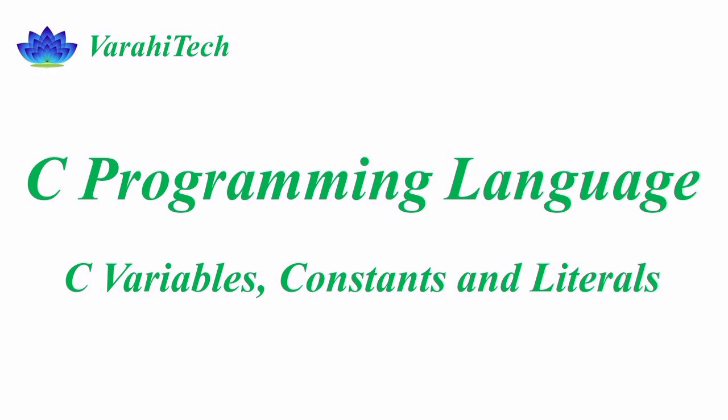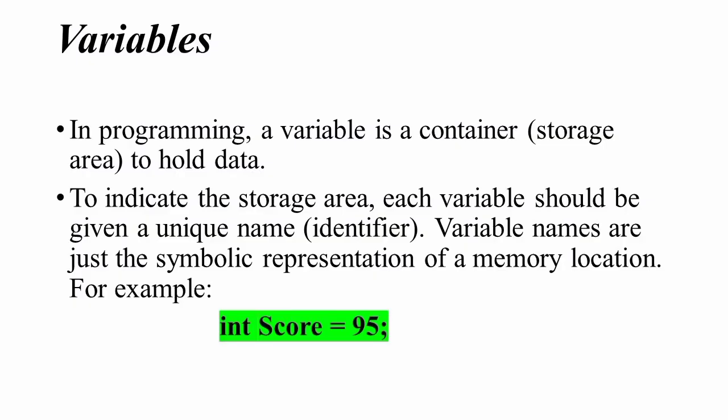In this video, we are going to see about C variables, constants and literals. Let's begin with variables. In programming, a variable is a container, that is storage area, to hold data. To indicate a storage area, each variable should be given a unique name or identifier. Variable names are just the symbolic representation of a memory location.